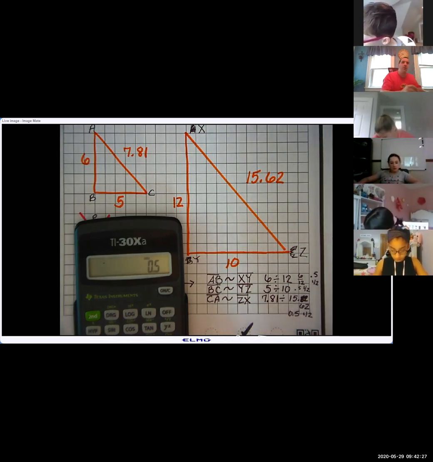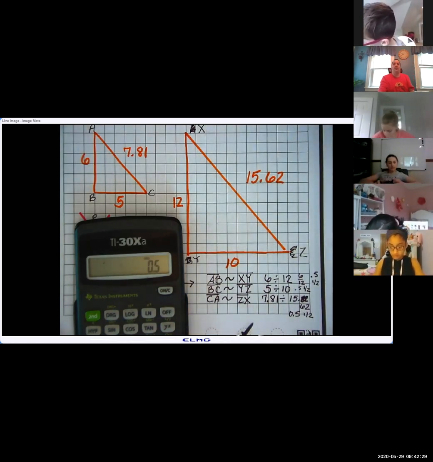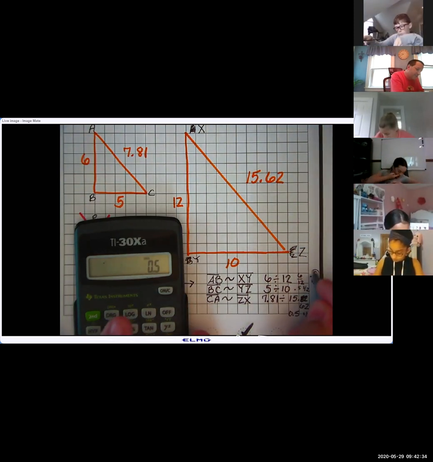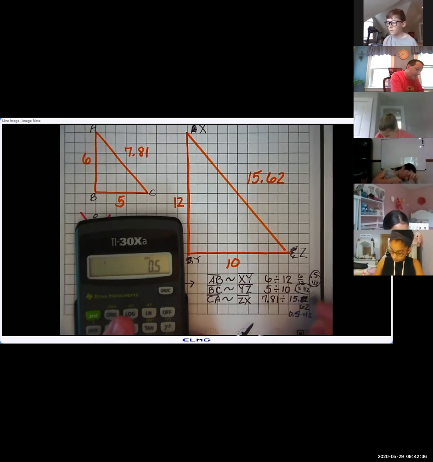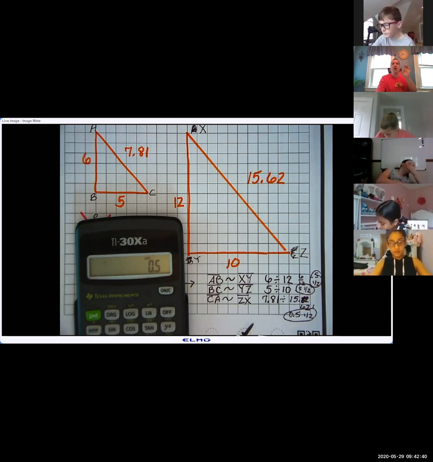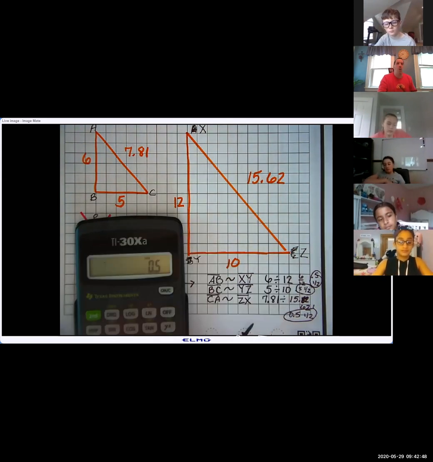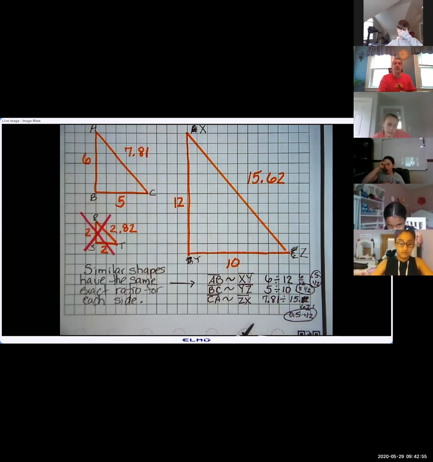What do you notice about all of those answers? They're all equal to 1/2. Right, because this and this and this have the same ratio. A ratio is fractions that are the same. Because each of your corresponding sides is the same ratio, then these two shapes are similar.